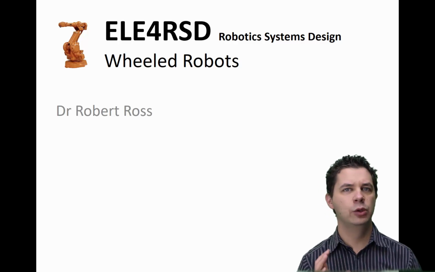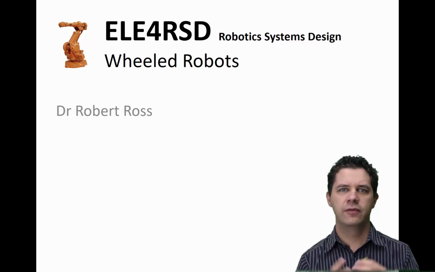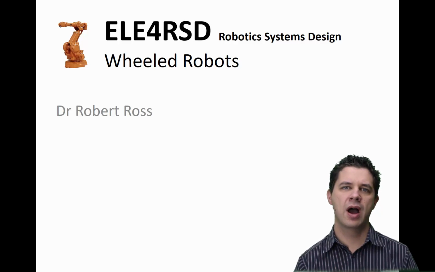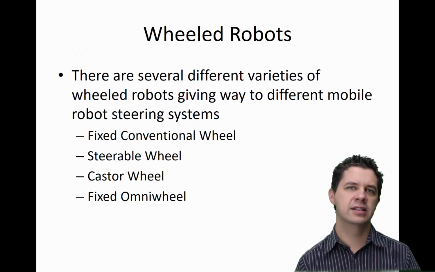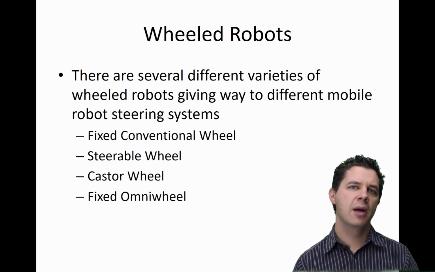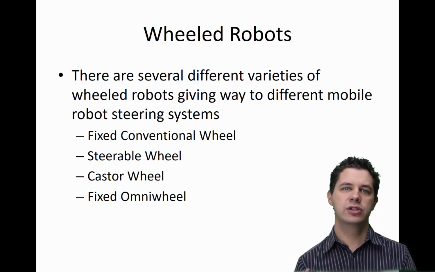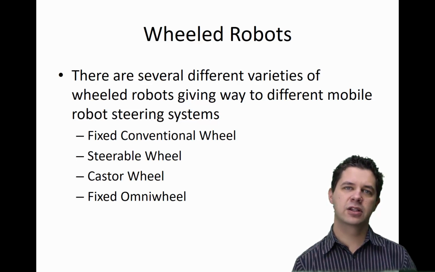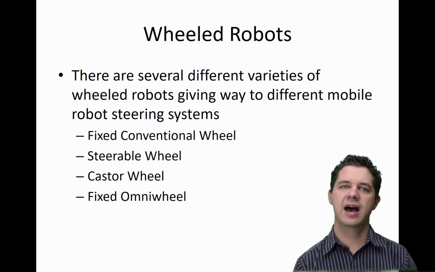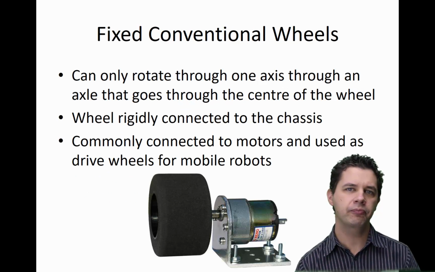In this video we're going to be looking at wheeled robots, which is a class of mobile robots that are very, very commonly used and probably the most widely used outside of what we'd use in industrial settings. We've got a few different varieties of wheeled robots and a few different varieties and configurations of how we use the wheels and what type of wheels we use. So we have our fixed conventional wheels, our steerable wheels, our caster wheels, and our fixed omni wheels. So let's go through these in a bit of detail.